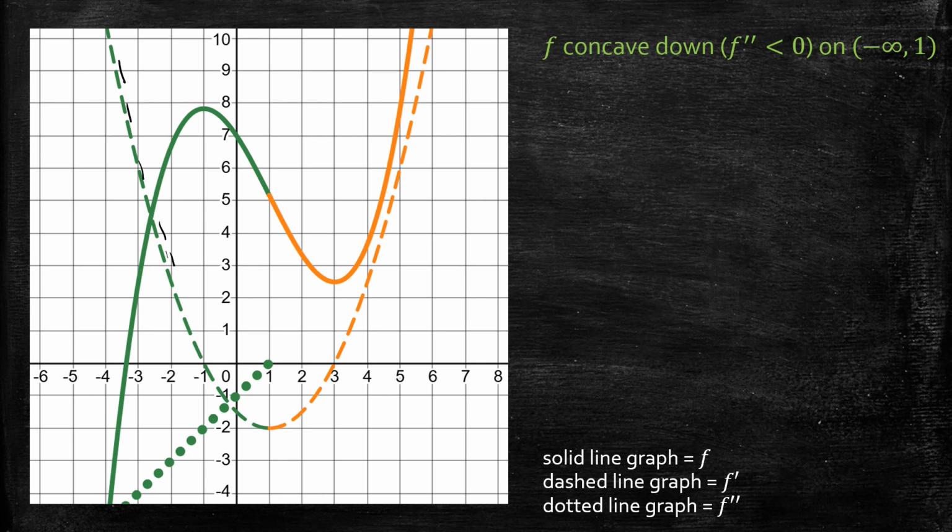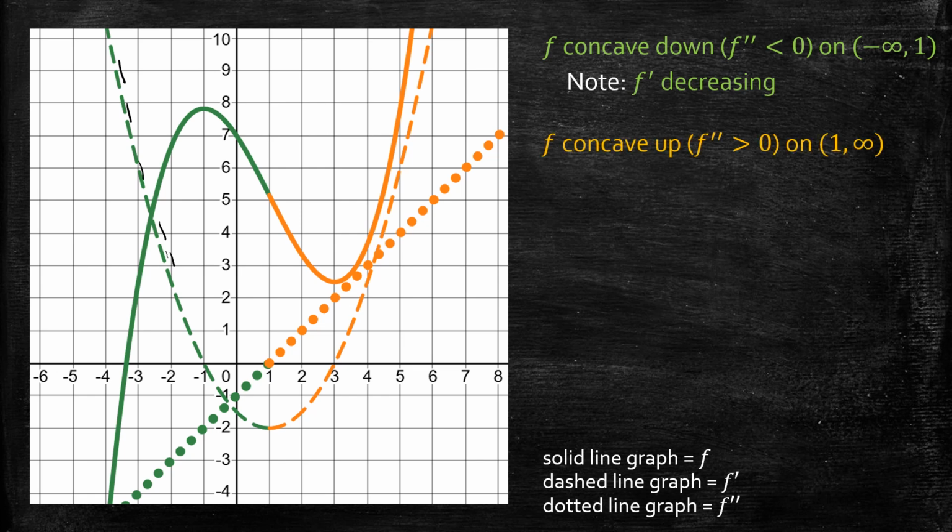And how does this correspond to the f prime graph? Well, we see that f prime is decreasing, as we were discussing in the previous slide, all the way up to x equals 1. And then let's continue on the right side of x equals 1. We have that the function itself is concave up, which translates to f double prime being positive. So the orange dots are above the x-axis. And importantly, we see that f prime is increasing over that interval.